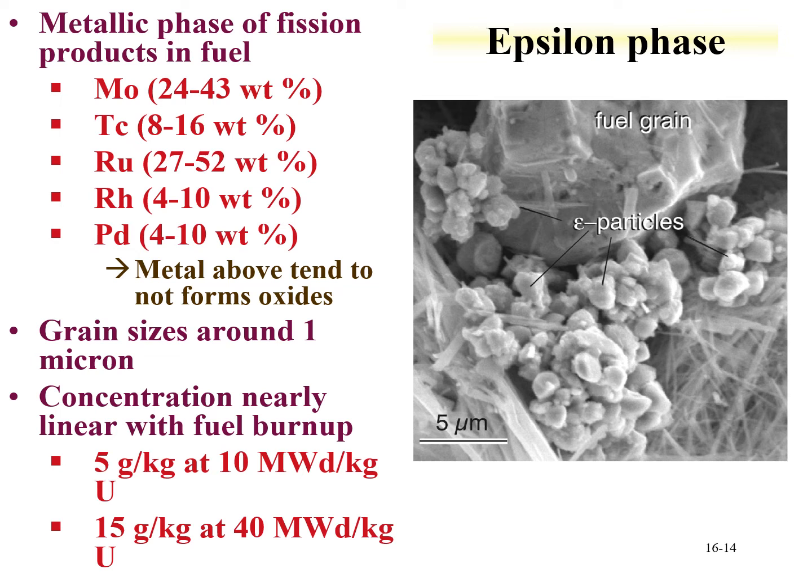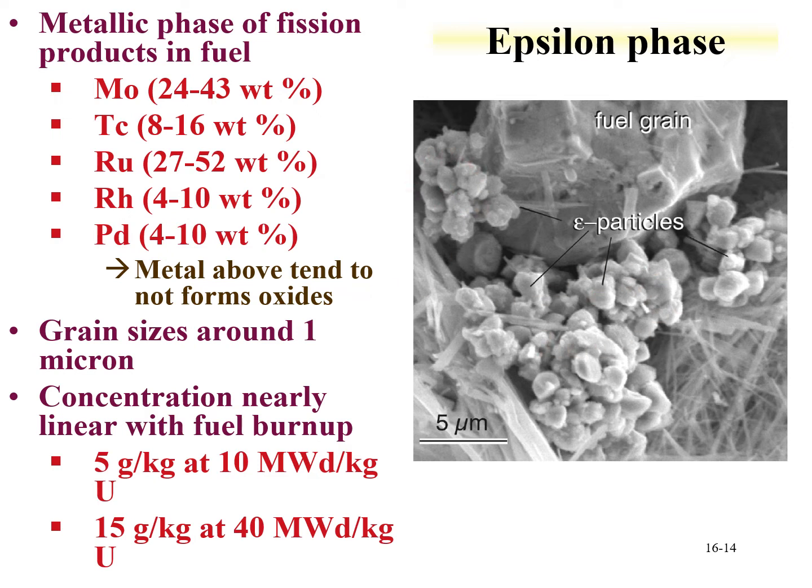Metallic phases can also form. These are called Epsilon phases, and these materials are composed of the elements molybdenum, technetium, ruthenium, rhodium, and palladium. With just a cursory examination of these elements on the periodic table, one of the properties is that they tend not to oxidize. So these metals tend not to form oxides. If we have a limited amount of oxygen in the fuel, with the only oxygen being available from the UO2 or UO2+x, we can expect the formation of these metal phases.